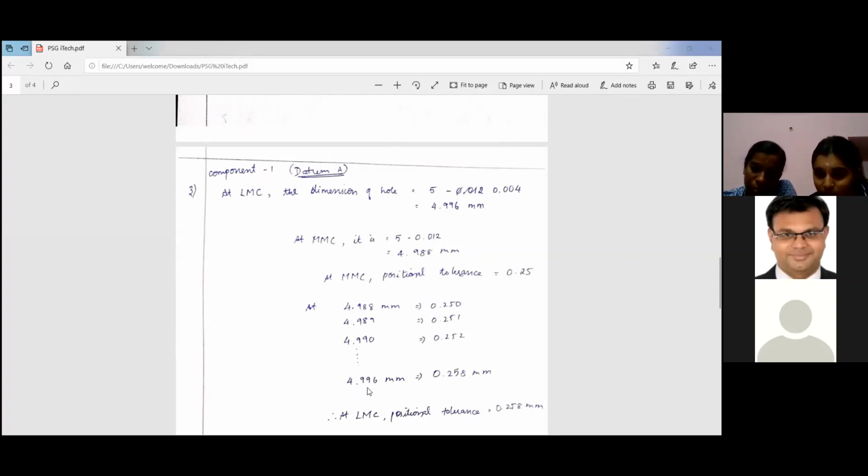Good, I got the answer. It's a good approach, and it's good that you have gone in depth. You considered the value 0.004 from the design data book. Yeah, this is good actually.